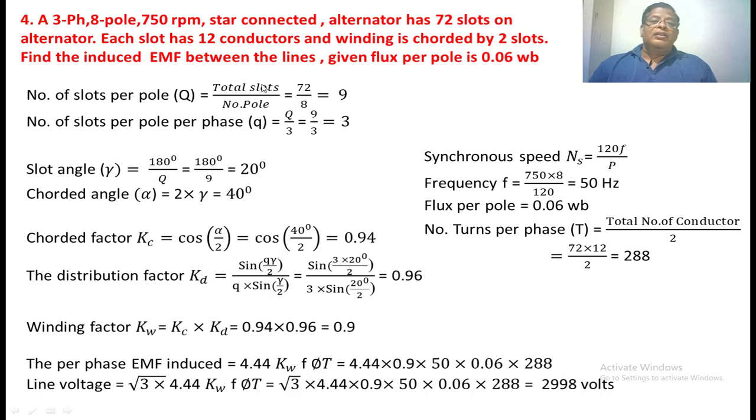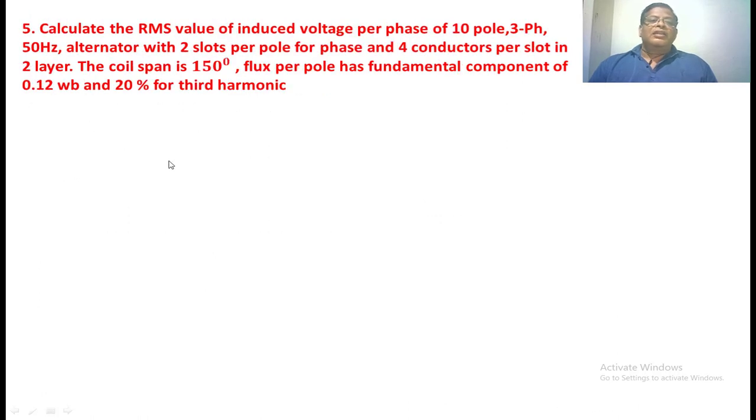But in this numerical, they ask you to find out how much is the line voltage. Here, the alternator is connected in star, so the line voltage is equal to root 3 times the phase voltage. So line voltage is equal to root 3 into the same expression we have taken here. So finally we are getting the value 2998 volts.